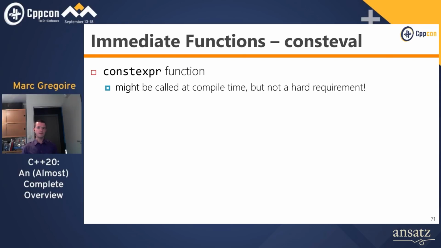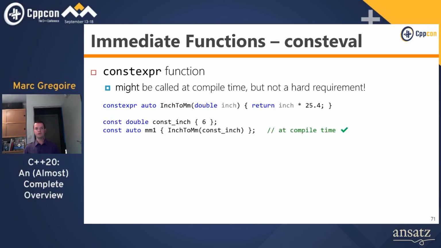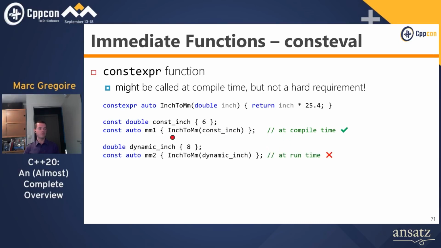constexpr functions have been added a long time ago to the C++ standard, and they allow functions to be executed at compile time, but it's not a hard requirement. Let's look at an example. I have a function here, inch to millimeter, and it's marked as constexpr. If I call this function using a const double, everything is fine, everything will be executed at compile time. But if I call it with a double, so not a const double, then everything will be executed at runtime. I will not have any compilation error, it will just silently call my function at runtime.